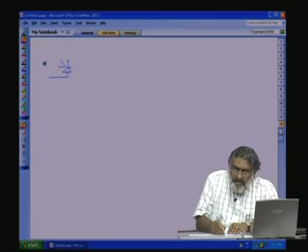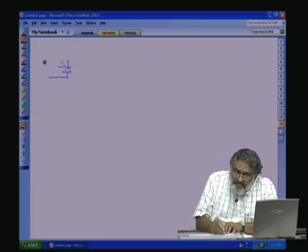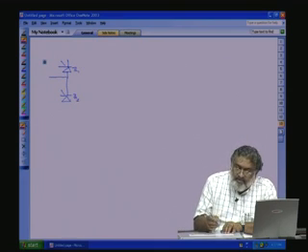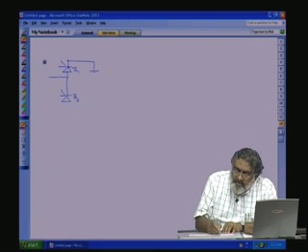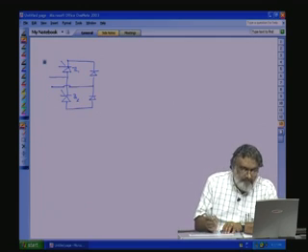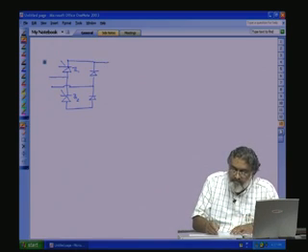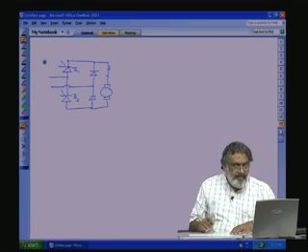We will do it in a different way. For one limb we will connect thyristors TH1 and TH2. In the other limb we will connect the diodes. Here is the load.